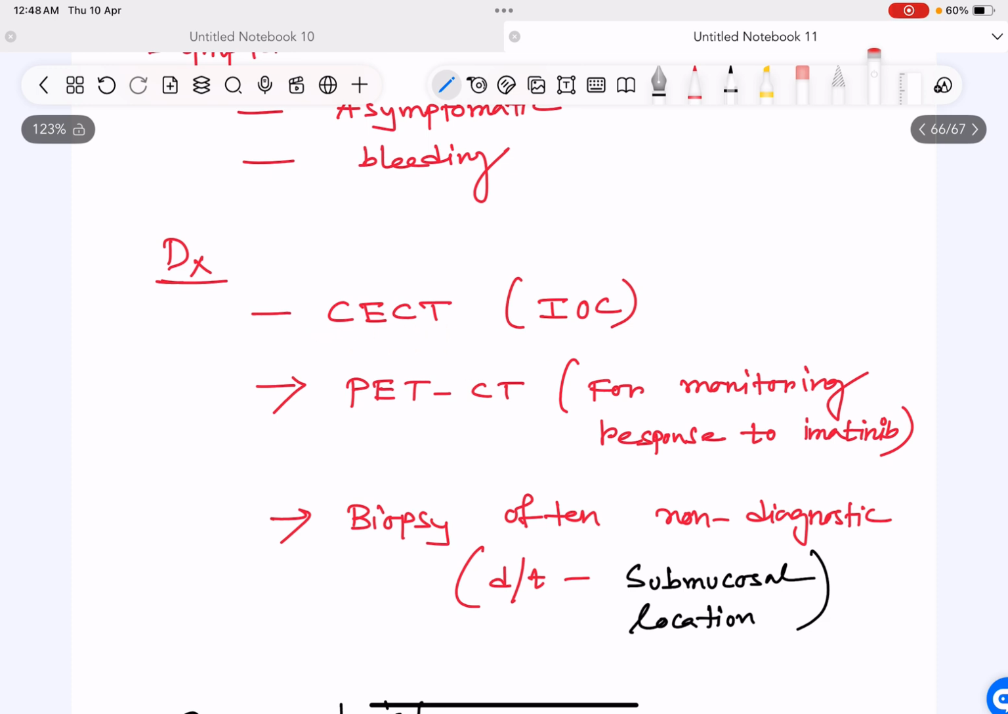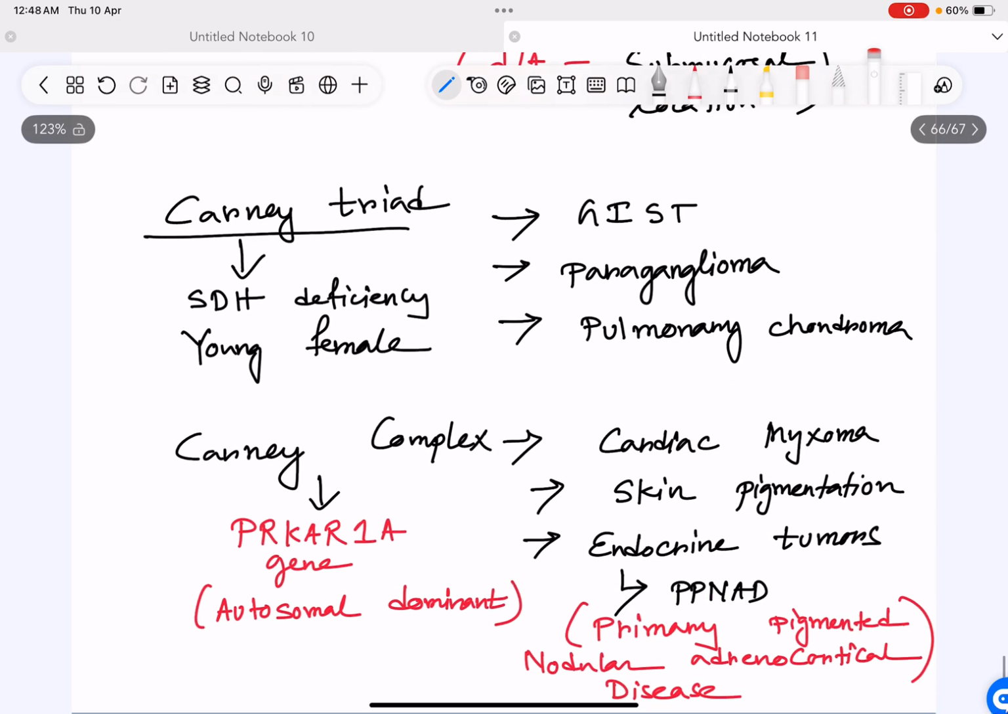Investigation of choice is CECT because it is an extraluminal tumor, it is going outwards. So CECT is better than endoscopy. For monitoring response to imatinib, if it's a tumor which is not resectable or it's a metastatic GIST, then PET scan is the modality for monitoring. And biopsy is often non-diagnostic in GIST because it is submucosally located, and in biopsy we mostly take the mucosa, so we miss it very often.